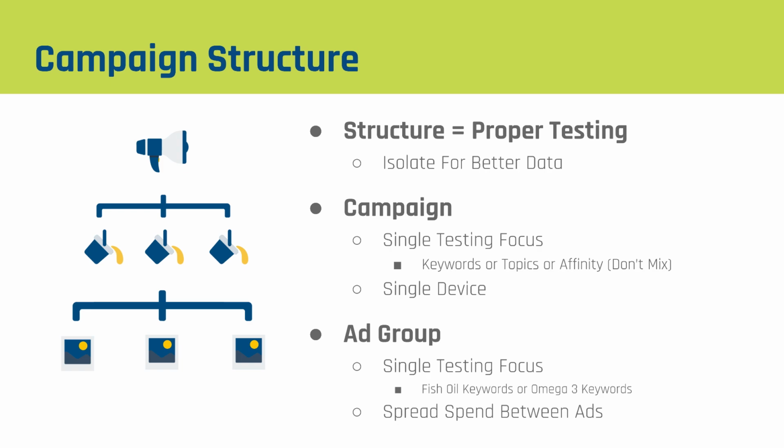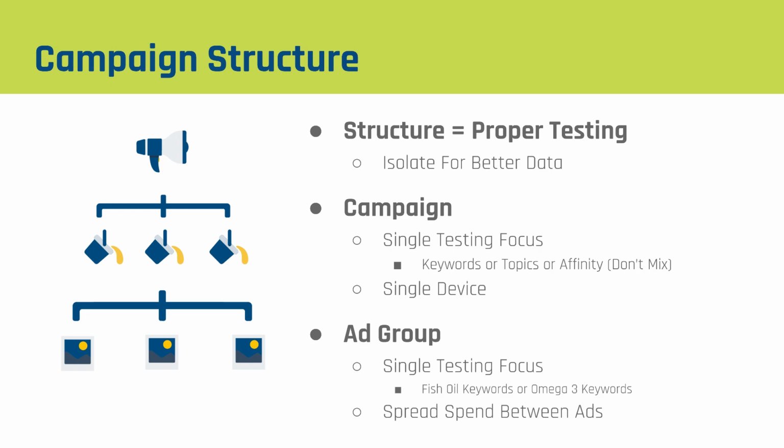here's kind of the way we look at it. The top level, the megaphone, is your campaign. The buckets underneath are your ad groups, and then underneath those are your ads. Now, I'm only showing 3 here to make this an easy image. Underneath each ad group, you're going to have multiple ads, so this is going to become a very big pyramid. The reason this structure is so important is because it allows you to do proper testing. So you are able to isolate variables that matter for better data.